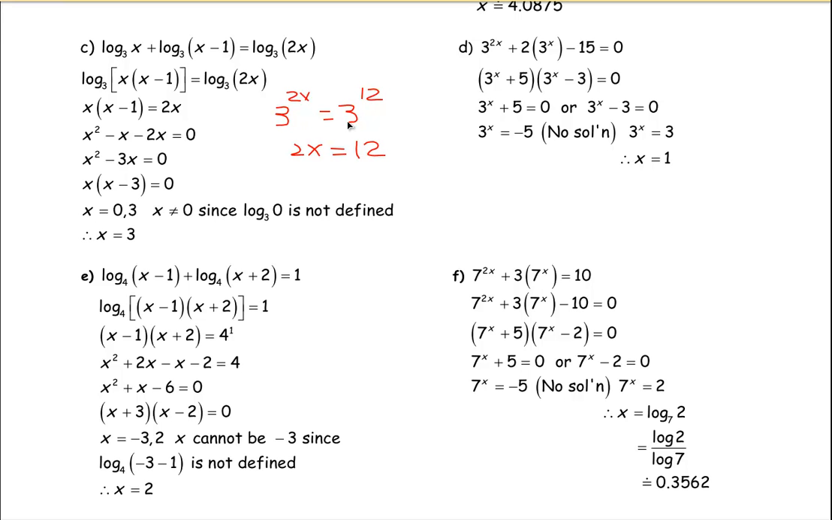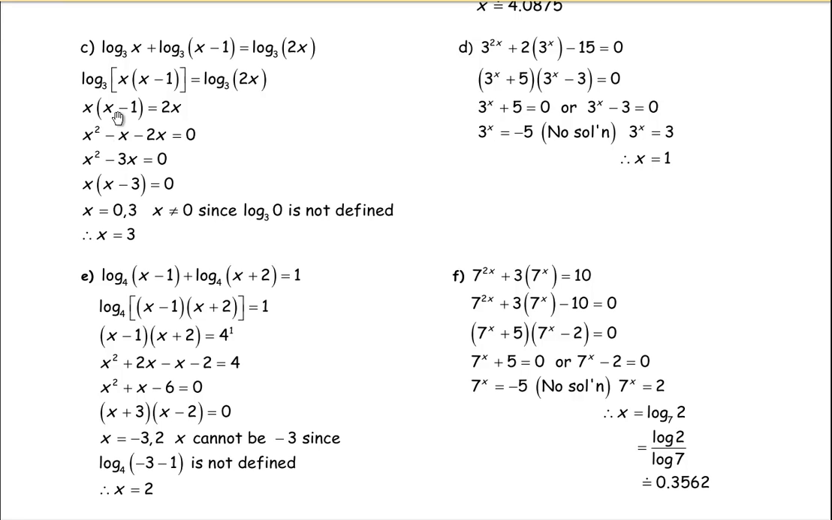You're not dividing out the bases. You're just dropping the bases and saying, I now know the exponents have to be equal, so I can solve to find the exponent, the x. So that's what you're actually doing here. You're dropping the log base 3s. And so x times x minus 1 would equal this 2x over here.